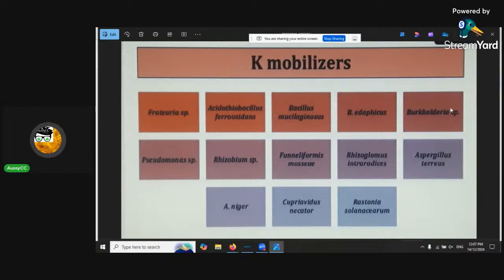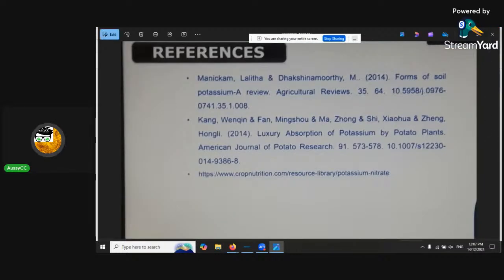Burkholderia is a non-symbiotic nitrogen-fixing bacteria too. Rhizobium is only for legumes. Pseudomonas, huh? And that's the genus. That's the species there, mucilaginosus, and that's the genus. So Pseudomonas, I'll look into that. That's it.